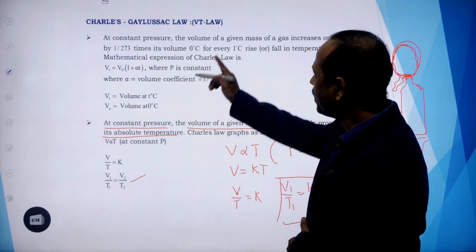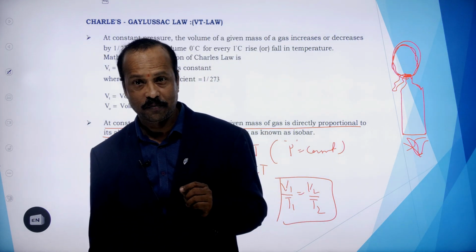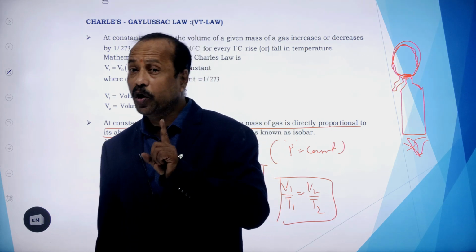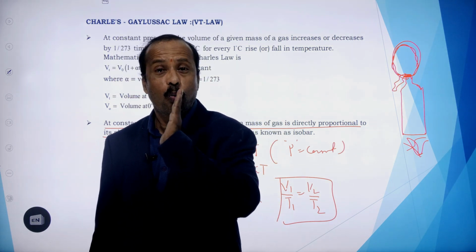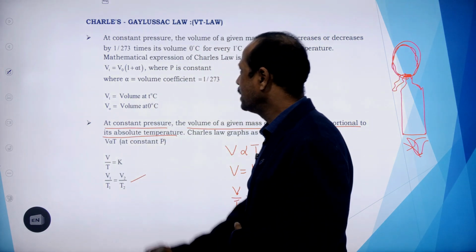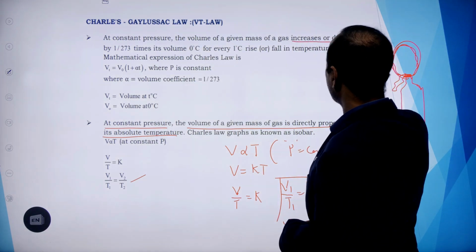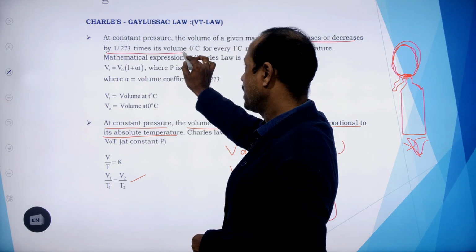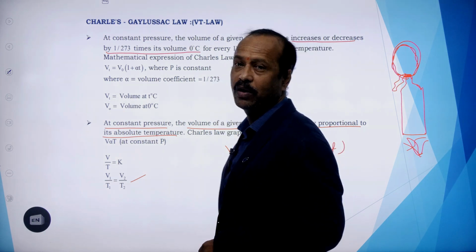To say that, here one more detail is given. For every 1 degree rise of temperature, the volume of gas increases by 1 by 273rd part of its original volume. So, see here, at constant pressure, the volume of a given mass of gas increases or decreases by 1 by 273 times the volume at 0 degrees for every 1 degree rise or fall of temperature.